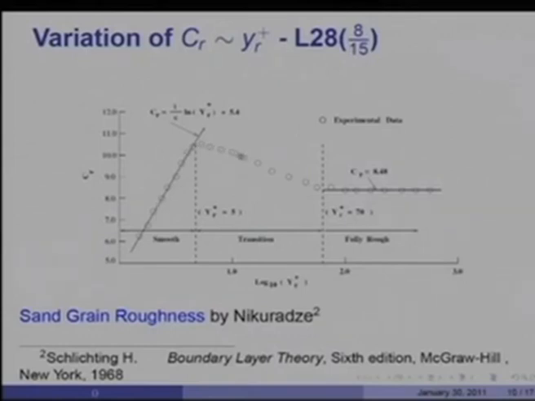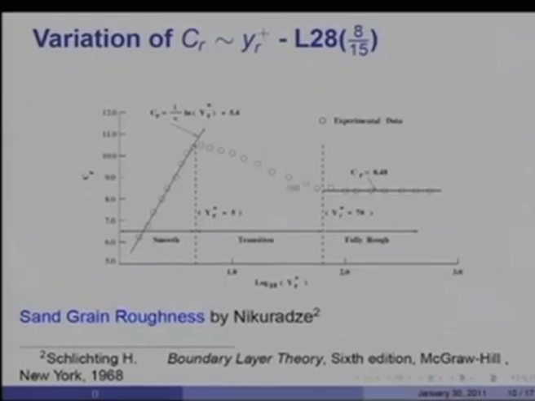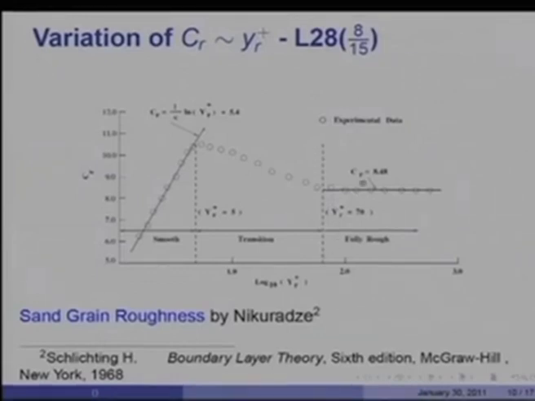Then the effect of roughness begins to come in, but C R would then decline, up to about say log y r plus to the base 10 of about 1.8, which is really y r plus about 70. And then it is found that the experimental data remains really constant with increasing y r plus. So, this is taken as the indicator of the fully rough surface, and C R value for that is 8.48.